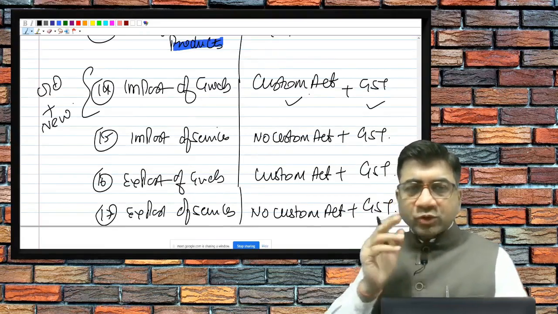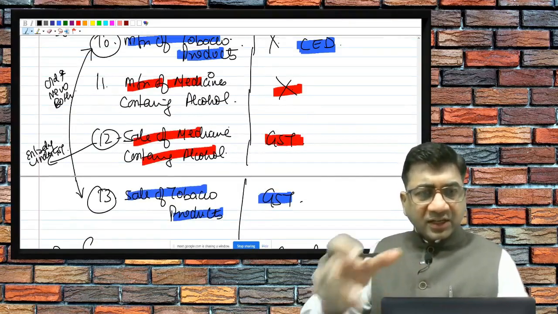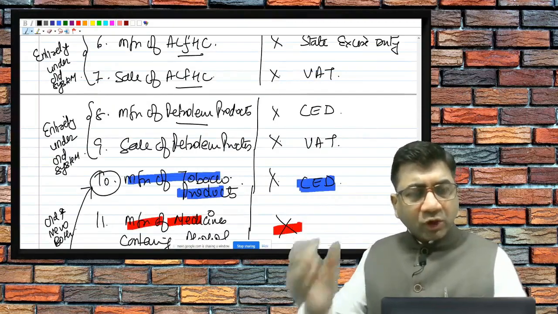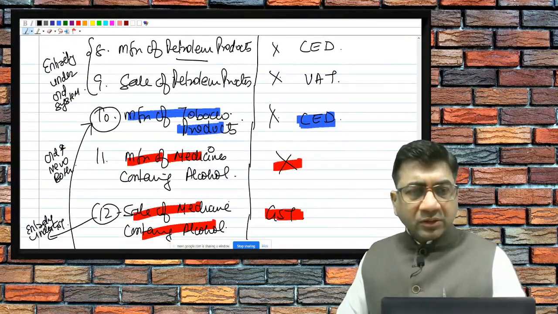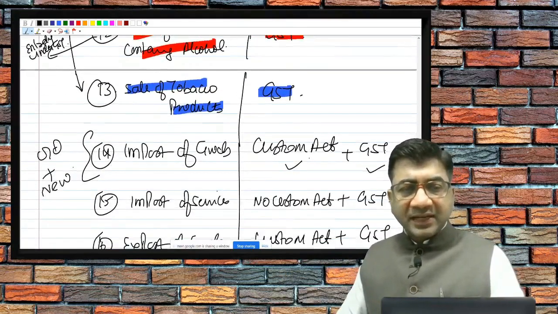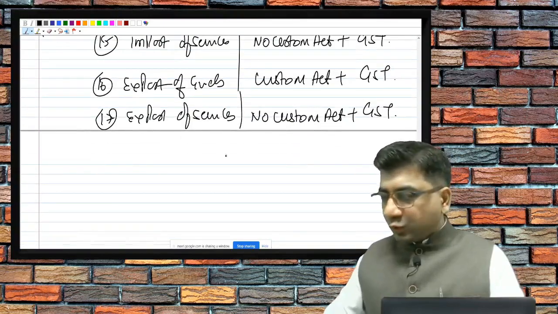So what should I say to you now? Tobacco is a thing which is under the old and new. Alcoholic liquor entirely old. Petroleum products entirely old. Medicines, manufacturing of drugs. Let's do it. 18th. Let's do it.